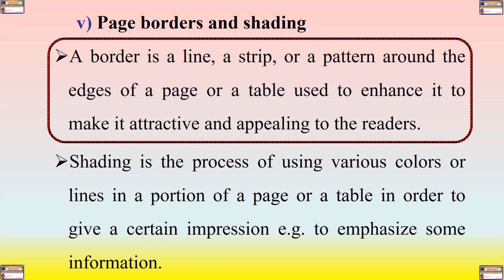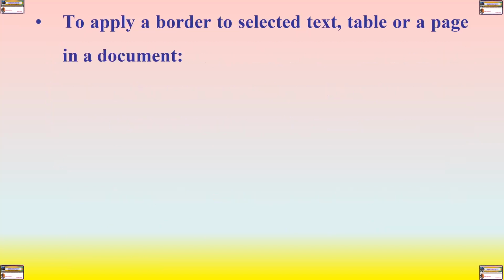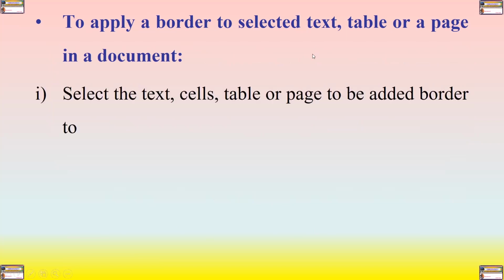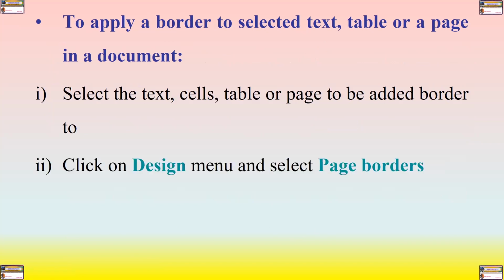Shading is the process of using various colors or lines in a portion of a page or a table in order to give a certain impression, for example, to emphasize some information. To apply a border to selected text, table, or a page in a document, you do it as follows. Select the text, cells, table, or page to be added border to.